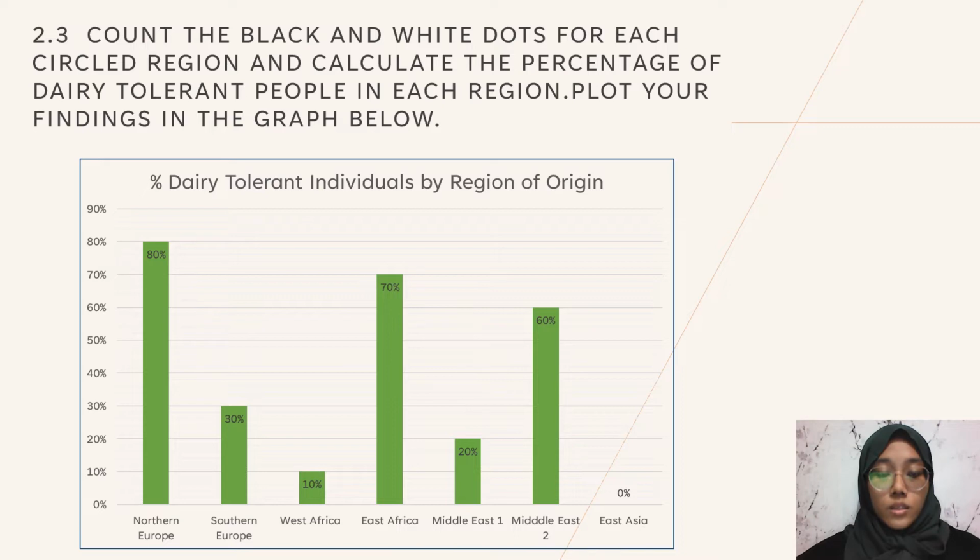For the third question, count the black and white dots for each circle region and calculate the percentage of dairy-tolerant people in each region. Plot your findings in the graph below. After doing the calculation, this is the graph that I get. For Northern Europe, there are 80% dairy-tolerant individuals. In Southern Europe, there are 30%, West Africa 10%, East Africa 70%, Middle East 1 20%, Middle East 2 60%, and East Asia 0%.